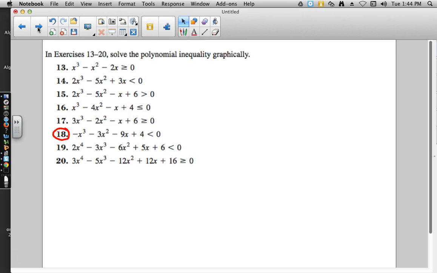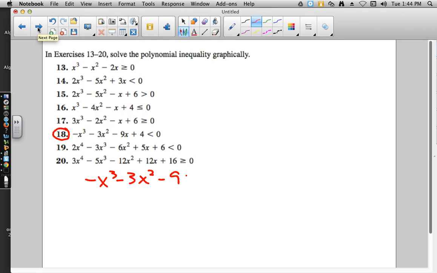Problem 18, pardon me, says solve the polynomial inequality graphically. So, you know me, I'm always going to try and factor first. I'd much rather do things by hand. I trust more when I'm doing by hand. And for this one, to factor it, we'd try grouping. But the first thing I'd do is take a negative out of all of it and see if that doesn't help.